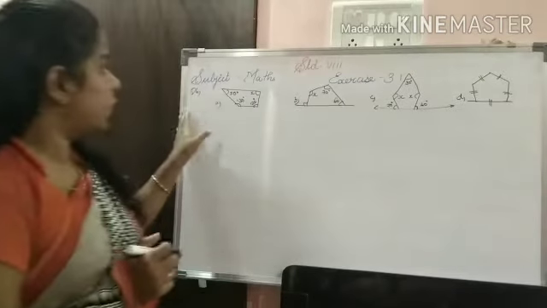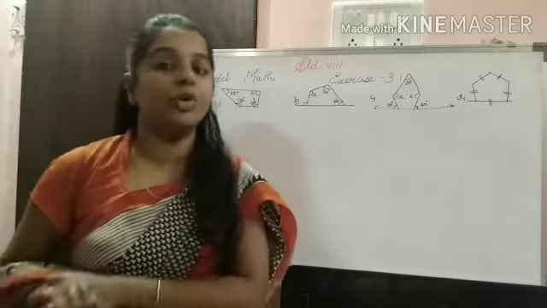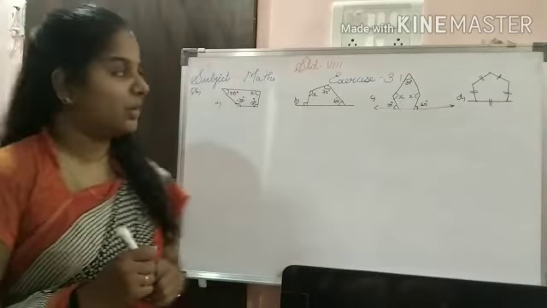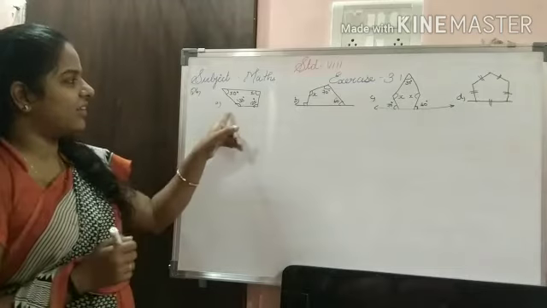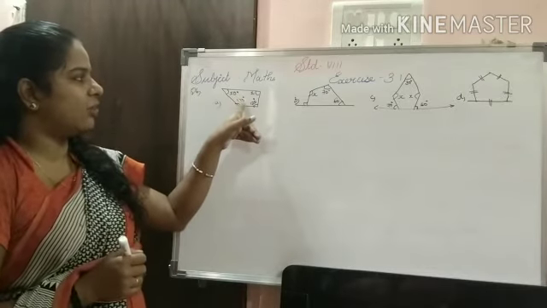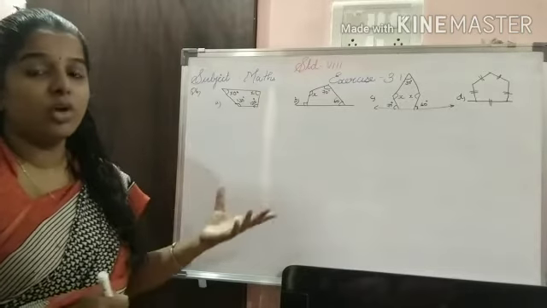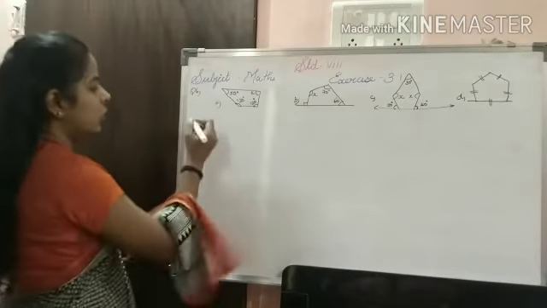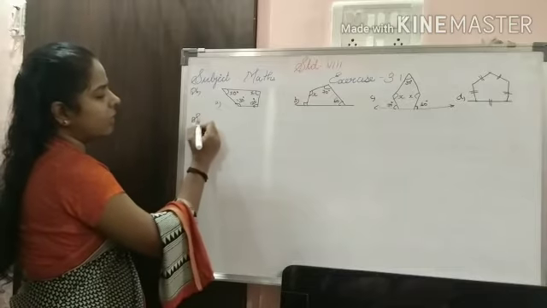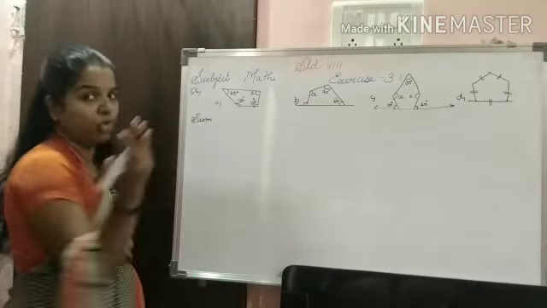Friends, we are going to see question number 6, in which we are going to find the angle x. Here you can see the first three angles: 50 degrees, 130 degrees, and 120 degrees, and the fourth angle is x. What we have to find is the fourth angle. It's a quadrilateral, a four-sided figure.